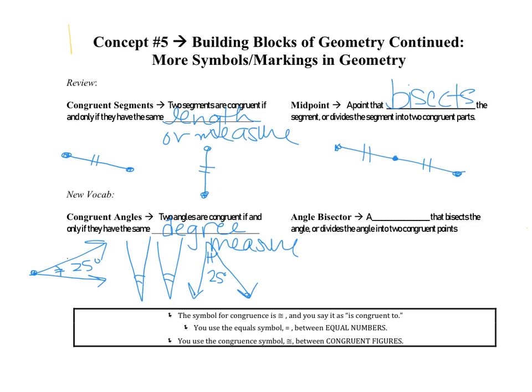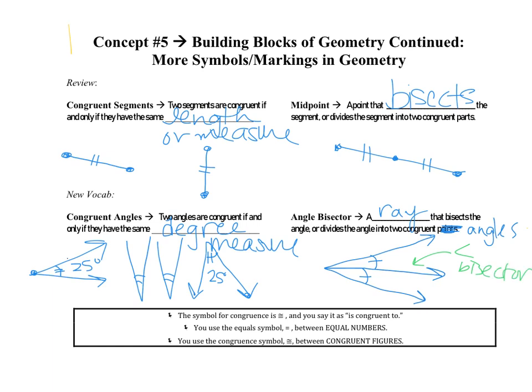So an angle bisector is a ray that bisects the angle or divides the angle into two congruent, oh gosh, that should say angles there. I'm not sure why it says points. Let's change that into two congruent angles. So if we have an angle, and then if we have another ray that comes right from the endpoint down the center, that would be our angle bisector, and it's dividing it into these two congruent angles. So this is the angle bisector. So it's sort of like a midpoint, but for angles.